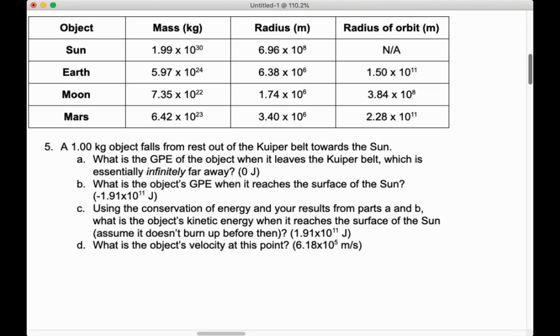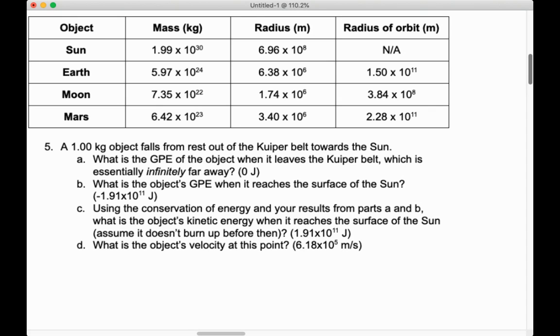This is Chapter 13, Homework 4, Problem 5. We're going to do parts A through D, because parts E and F are really just doing the same thing again and again. But if I show you A through D, you should understand this well enough to figure out what's going on. So let's see what happens.